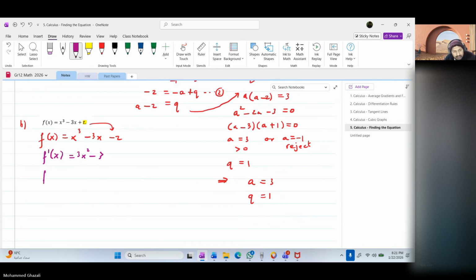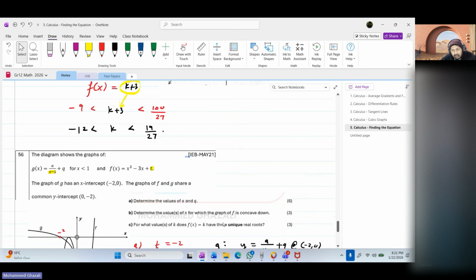Double prime. So 3 times 2 is 6x. And the double derivative must be less than 0. Remember, the derivative of a constant is 0. So 6x less than 0. So x is just less than 0. And x less than 0 gives me when the graph is concave down. We want concave down, not concave up.